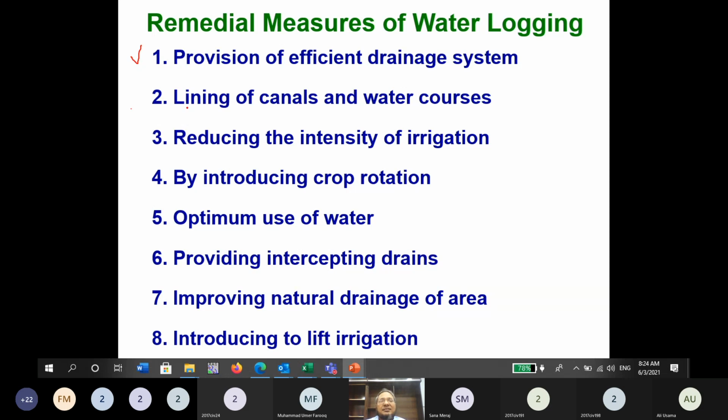And the next is lining of canals and water courses. With that, we can reduce waterlogging. The next is reducing the intensity of irrigation. Intensity means too much supplying of water to the crops. If we reduce it, then we can control waterlogging. Then, introducing crop rotation, and the next is optimum use of water, and the next is providing intercepting drains and improving natural drainage of the area. And the eighth is introducing lift irrigation.